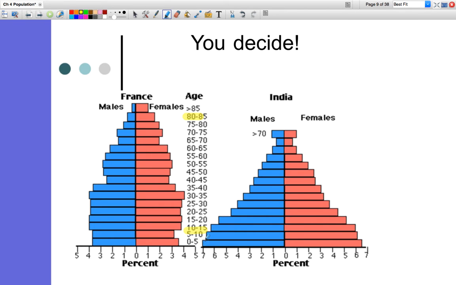where we've got a lot of people in 0 to 20, the pre-reproductive ages, and a lot less in their post-reproductive ages, and then an average population in the reproductive stage. So India is an example of a developing country with a rapid growth rate.